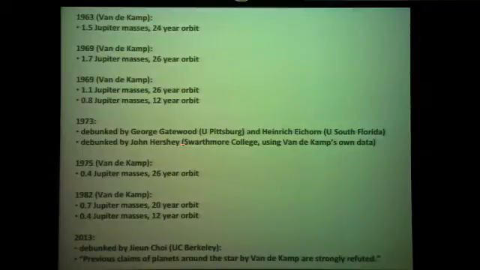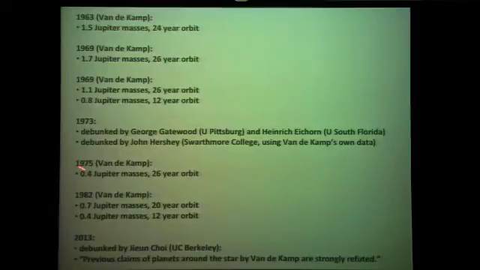The team of George Gatewood, who was at the University of Pittsburgh, and Heinrich Eichhorn, who was at the University of South Florida, using their own data, said, Barnard's star goes in a straight line. There's no wobble, nothing there. Okay? And John Hershey, who embarrassingly, I think, was also at Swarthmore College, and used the same data, the same photographic plates as Van de Kamp, said, there's no planet there. I find no planet. Van de Kamp, however, persevered.